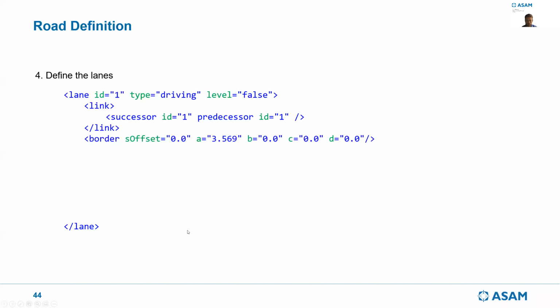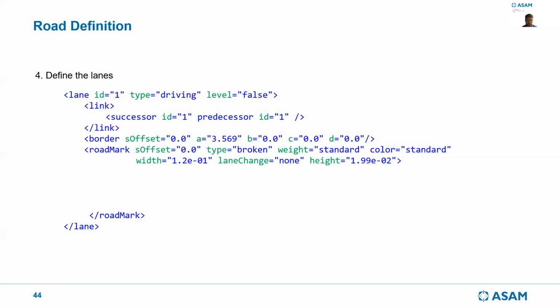Then we have the border, so we need of course to define the width of that lane. And here we have the third order polynomial again. So we've got the A, B, C, and D. You could define an S offset. Then we have the parameter A, and that pretty much gives us, as the rest is 0, a constant width of the lane. And in that case, it's 3.57 meters wide.